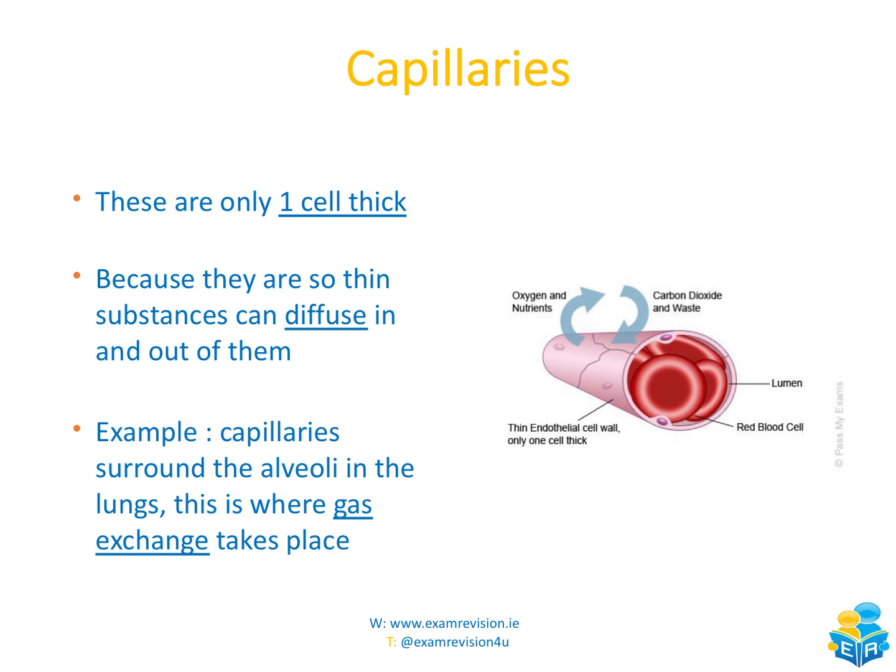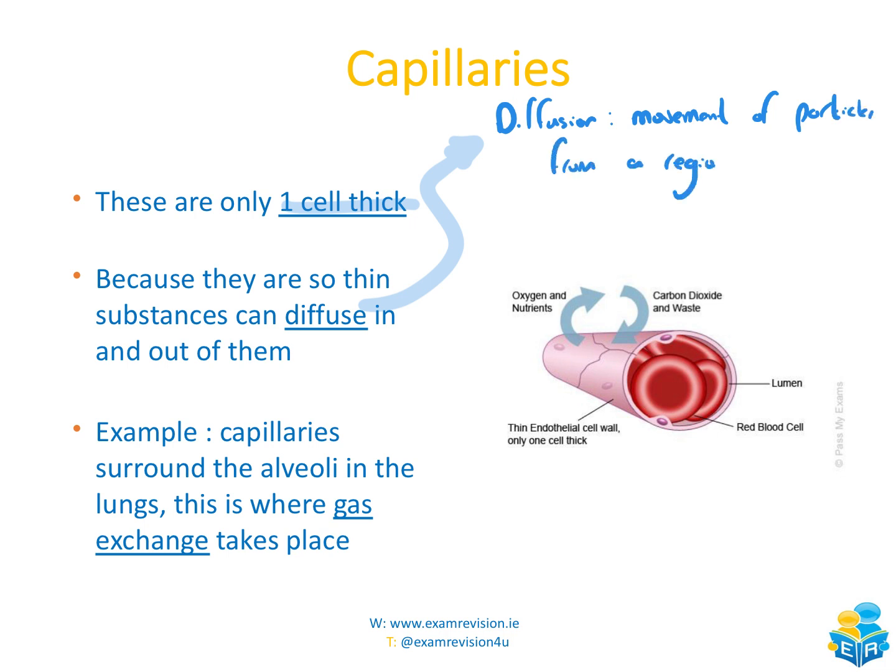Now, we've looked at veins, we've looked at arteries. The last blood vessel we have to look at here is our capillaries. So capillaries are only 1 cell thick, so they're really, really thin. And because they are so thin, substances can diffuse in and out of them. So what do we mean by diffusion? So this is the movement of particles from a region of high concentration to a region of low concentration.